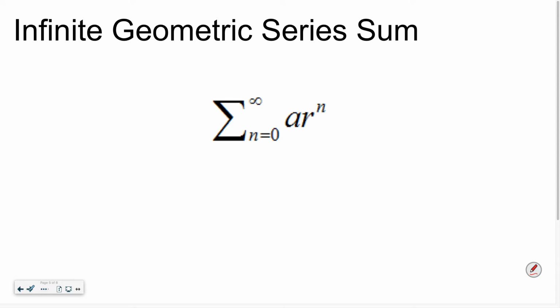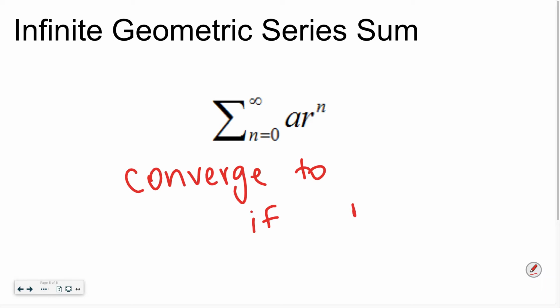Is A like the initial value? Yeah, let's say. So this will converge to a specific value only if the absolute value of our common ratio is between 0 and 1.